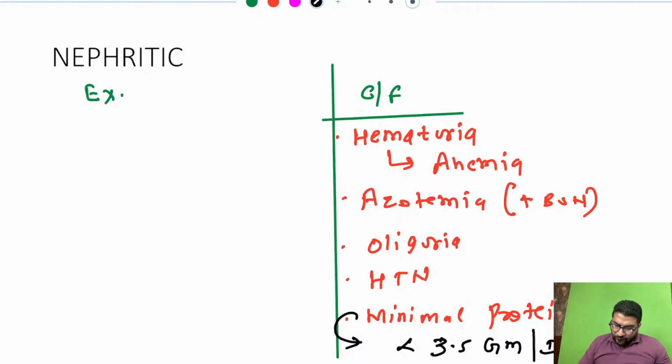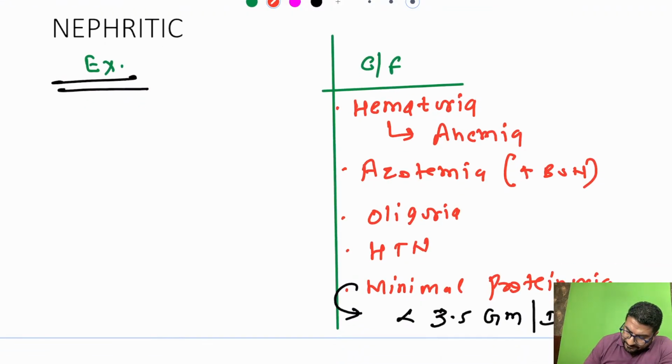Am I clear? So this is about your clinical features of nephritic. Now what are the diseases? कौन से disease होती है nephritic में? What are the diseases which we have here? So these diseases you can remember with the help of a mnemonic, PARI. ये परी है, पापा की परी नहीं है. Pari means we have PSGN.